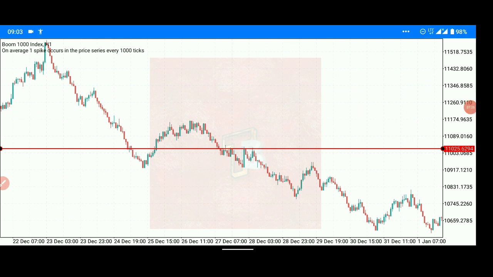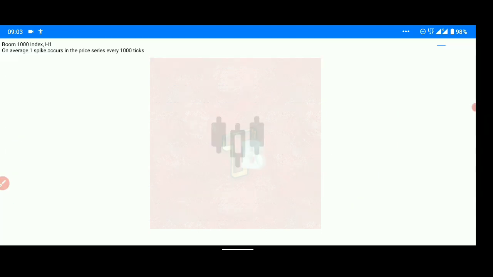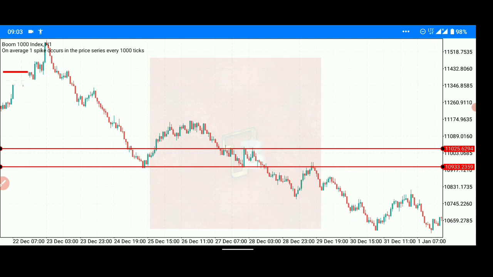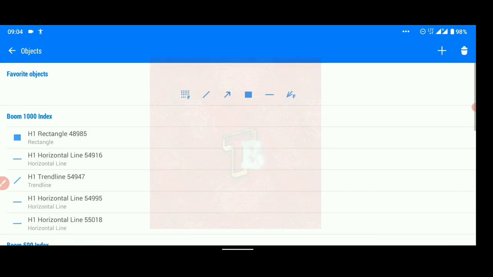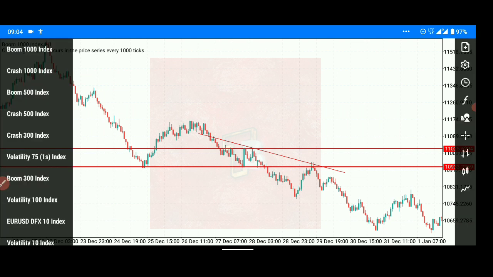So this is a support and resistance zone. Let's get another point right here. You see a break, a retest right here, a break, a retest. Now if you draw your trend line here, you see a trend line. Very efficient, very, very efficient.